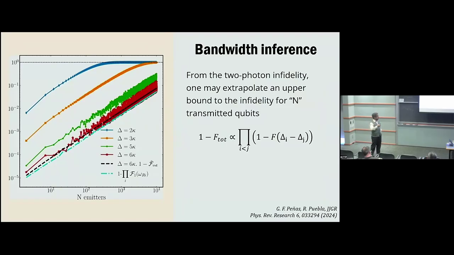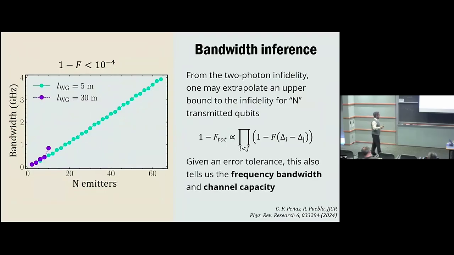In practice, you are limited by the setup. So if you have a different number of photons, you are using more and more bandwidth, and that's something that can be experimentally challenging.